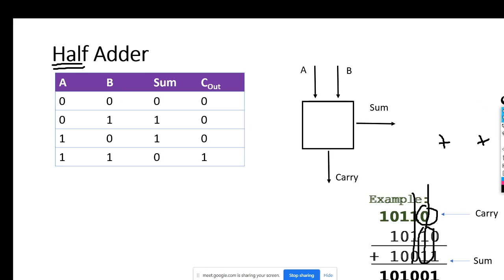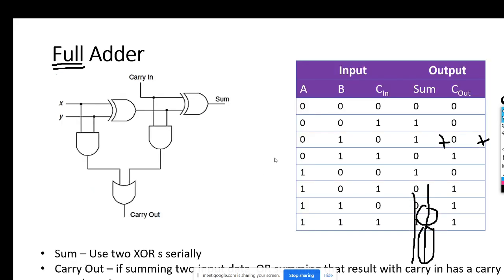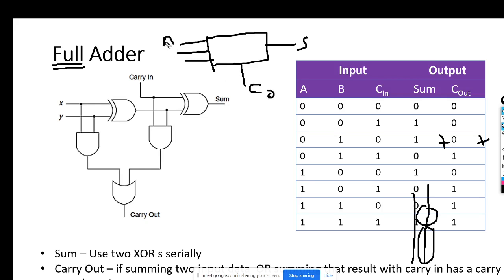To solve this, people came up with a concept called full adder, right? Full adder. There we have three inputs, whereas in the previous case we had only two inputs. So if I draw the block diagram for the full adder, there will be three inputs, A, B and carry in. Then you have two outputs, sum and carry out. So that is what we need. Three inputs, A, B and carry in, and two outputs, sum and carry out.